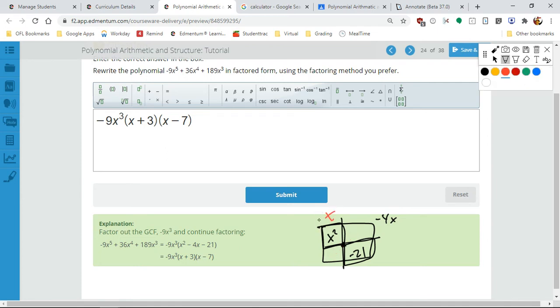This is going to be x, x, and over here, I want my bigger number to be negative. So I'm going to try -7 and +3 because a positive times a negative is a negative. So that's how I'm getting this right here. So then I get -7x here and +3x here, which gives me this -4. So that's how they're getting this +3 and this -7.